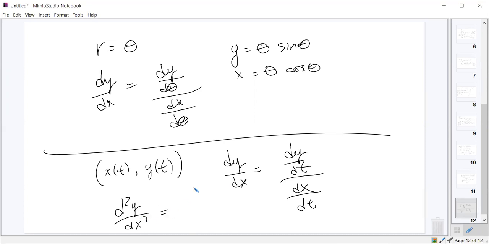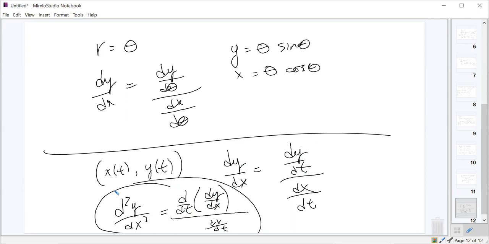You need to take the derivative with respect to t of dy/dx, which is in terms of t because you've done dy/dt over dx/dt. So you take the derivative of that, and then you divide it by dx/dt. And that's just a matter of the chain rule. I'm not going to go through the whole derivation of that. But the second derivative of a parametric is always this: you find the first derivative, take the derivative of that with respect to t, and divide it by dx/dt. Okay.